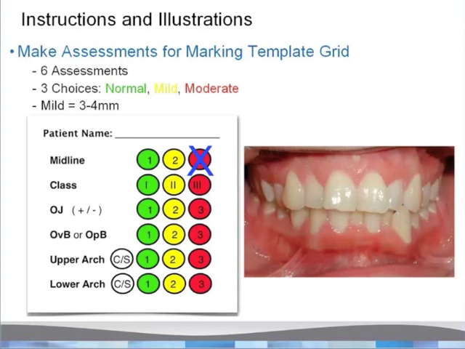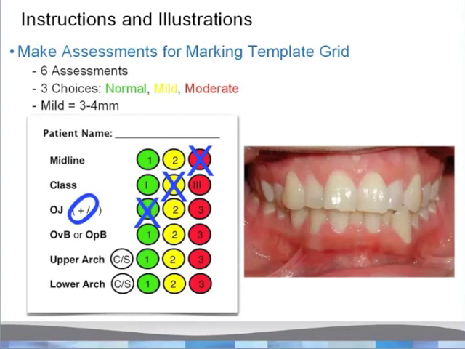And although we do not have lateral photographs to illustrate here in the PowerPoint, this particular patient does have a classification of class 2 if we look at the bicuspid arrangement. Now we're going to assess overjet, and obviously this patient has a positive overjet because there's no open bite, so we're going to circle the plus sign, and then we're going to make an overjet assessment of 1 because the overjet was less than the 3 to 4 millimeters.